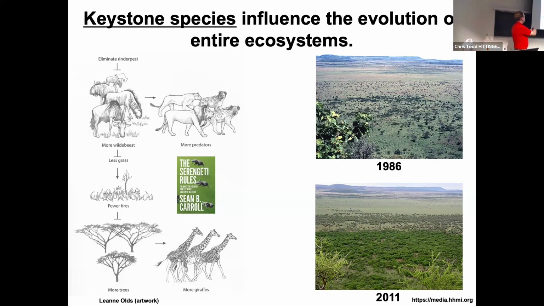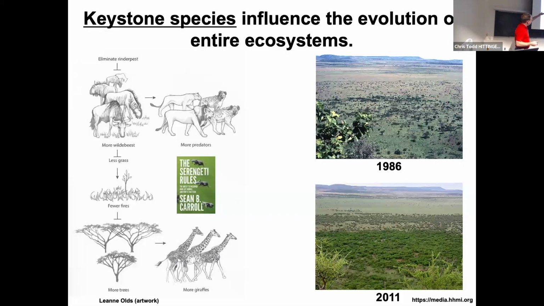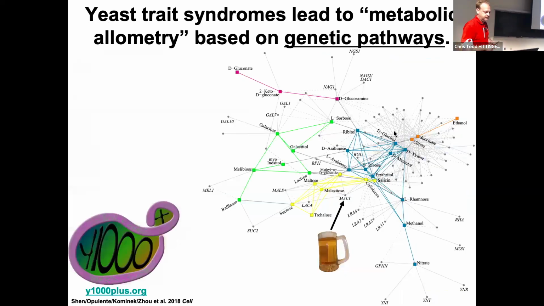There's less grass. They're doing their lawn mowing job, fewer fires. And you can see here from 1986 to 2011, there's a lot more tree cover. There's more lions. There's more giraffes. This is the effect of a keystone species on an ecosystem. So the impact of these well-connected species really affects ecosystems in a way that we think is analogous to the outsized effect that we see for keystone gene families on metabolic evolution.